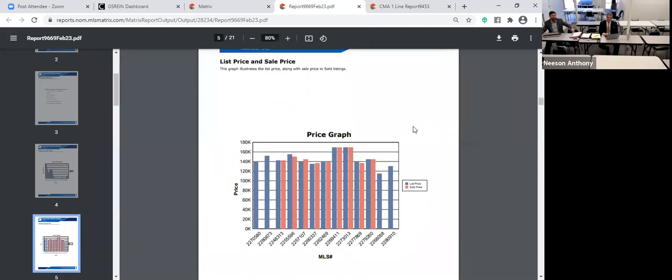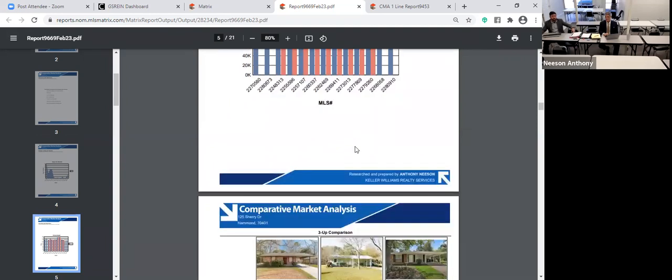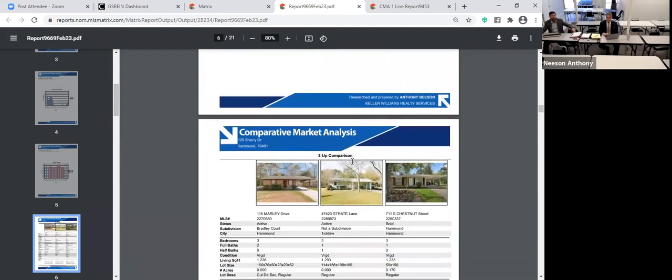Here's the list price to sales price graph. Well, the ones that don't have a red box haven't sold yet. All right, all of these have sold. Well, you'll notice they've all sold for pretty close, if not more than their list price. That means they're doing a good job in pricing correctly, and that's what we want to do for you, Mr. Steve.